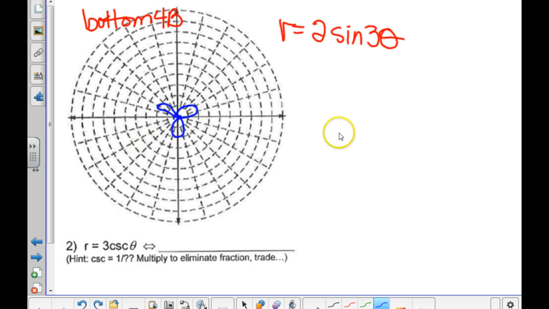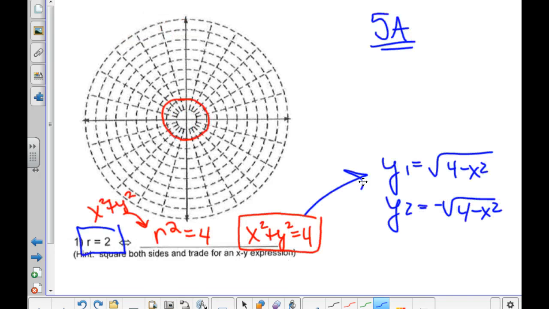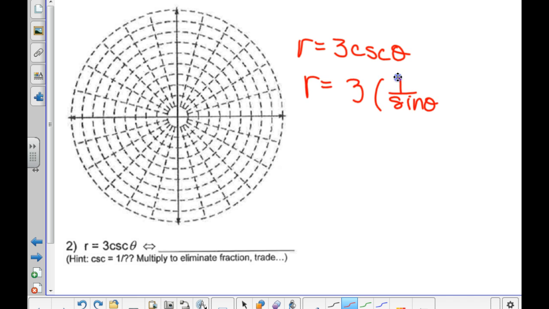That's all you're supposed to do, is write that down. Did everybody get it down? Get down x squared plus y squared equals 4 and graph it. This one is weird, but it says r equals 3 cosecant of theta. How can we type that in our calculator? It would be 3 times 1 over sine, or we could just type 3 divided by sine theta. Type that in your calculator and what do you get?